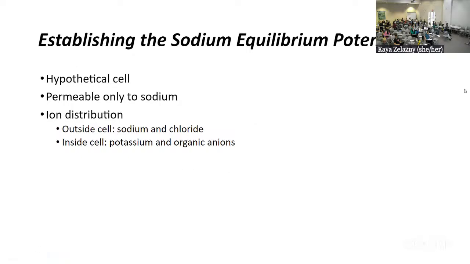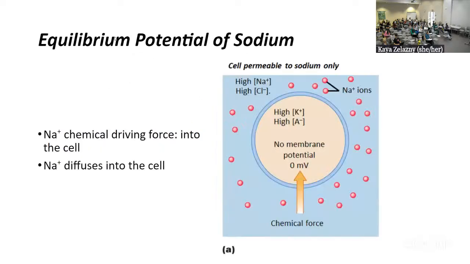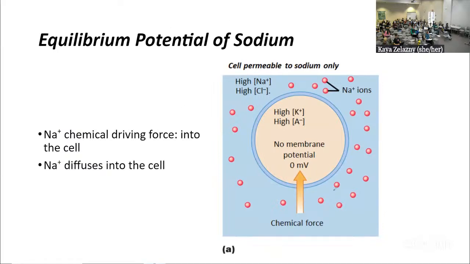Right, so we're going to have a hypothetical cell that's permeable only to sodium. And we've got some positive and negative ions of various types, both inside and outside the cell. Okay. So we're thinking now just about our sodium, right? So we've pumped a bunch of sodium out of the cell, right? We're starting at a membrane potential of 0. So we have a chemical driving force down that gradient into the cell. So sodium wants to diffuse into the cell.